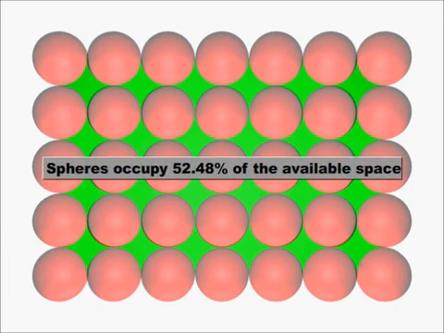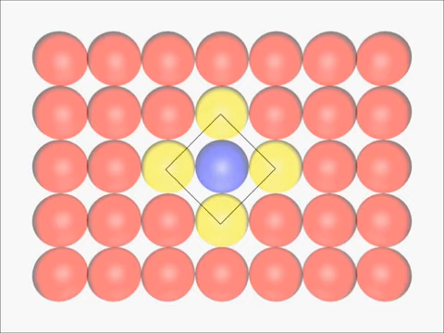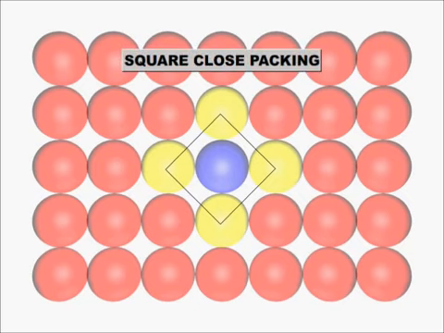Now in this packing, the spheres take up only 52.48% of the available space. Here a single sphere touches four other spheres. If we join the centers of the spheres, we get a square. Therefore, this packing is called square close packing.